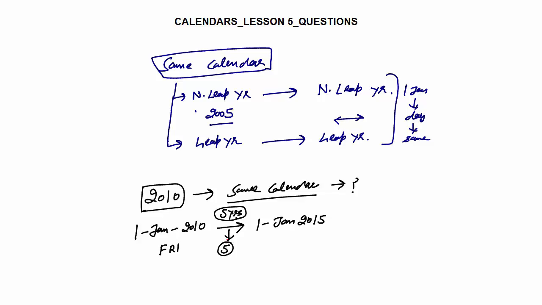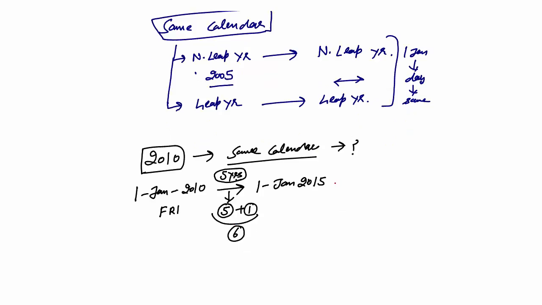First 5 years means 5 odd days. And how many times does the leap year come? The leap year is coming in 2012. So 5 plus 1, 6 odd days. So we have a total of 6 odd days till now. And how many odd days do we need? We need the odd days to be a multiple of 7, or you can say 0 odd days.